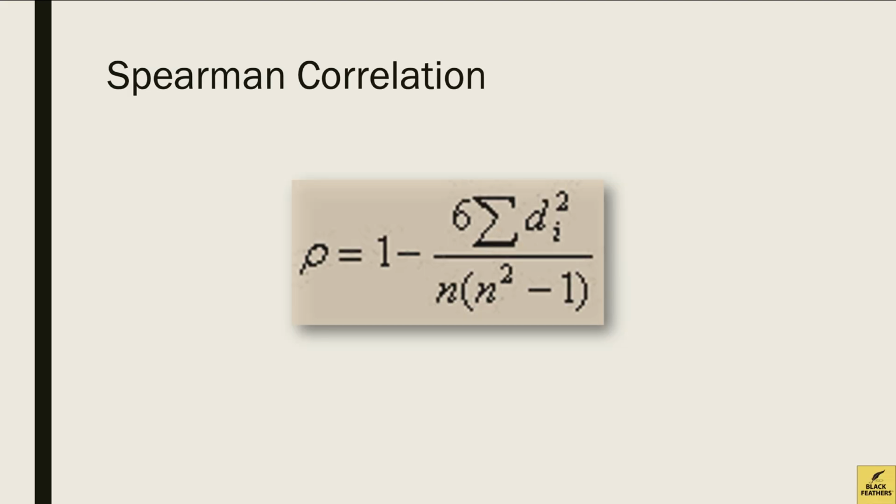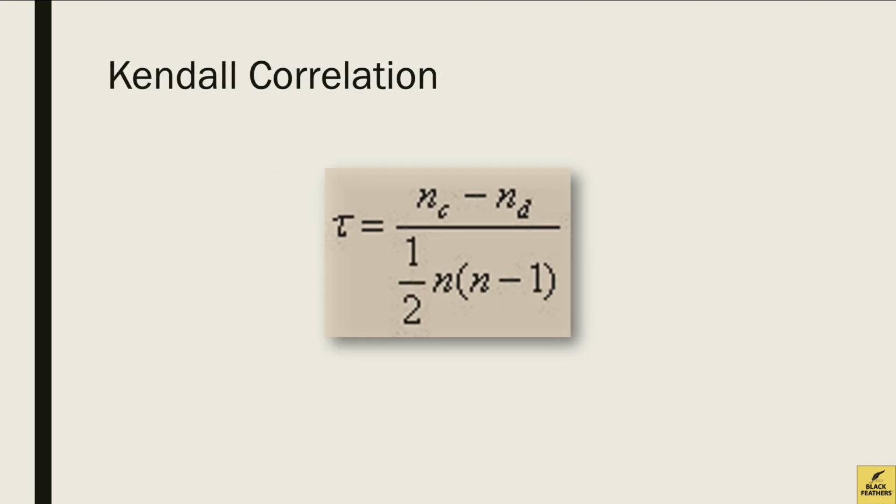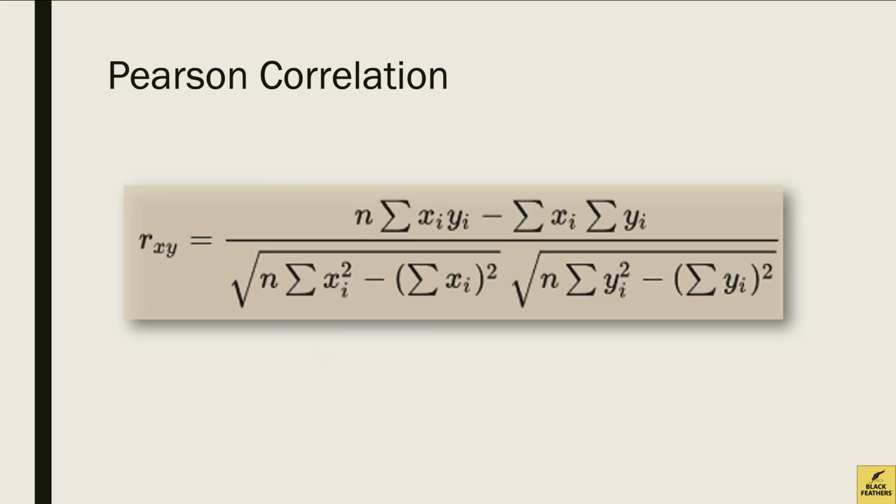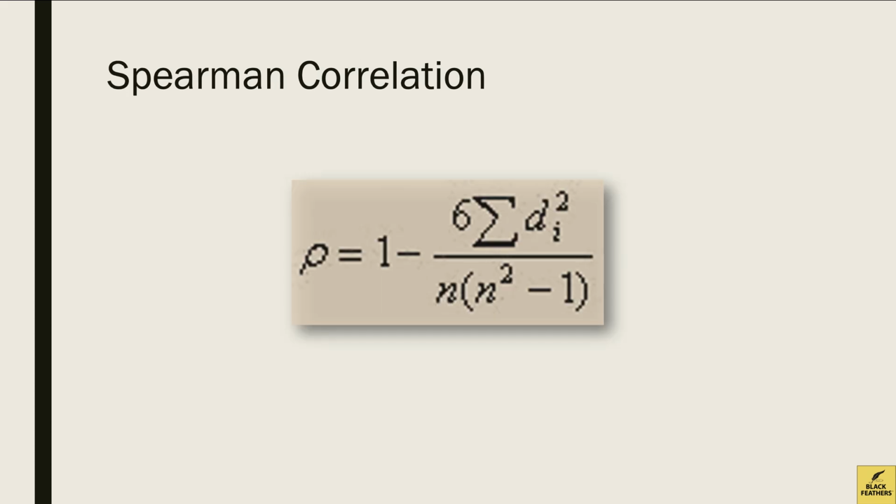So we have three different kinds of correlations: the Spearman correlation, the Pearson correlation, and the Kendall correlation. These three have different formulas, and using these formulas we will try to find the exact correlation between two variables. We will discuss all these correlation methods in detail in our statistical lectures.